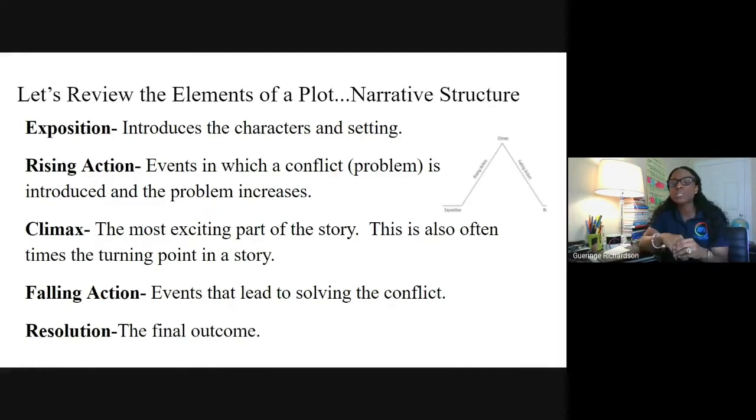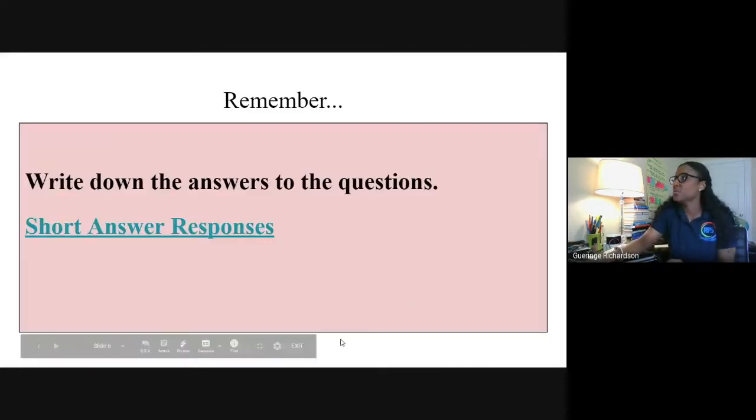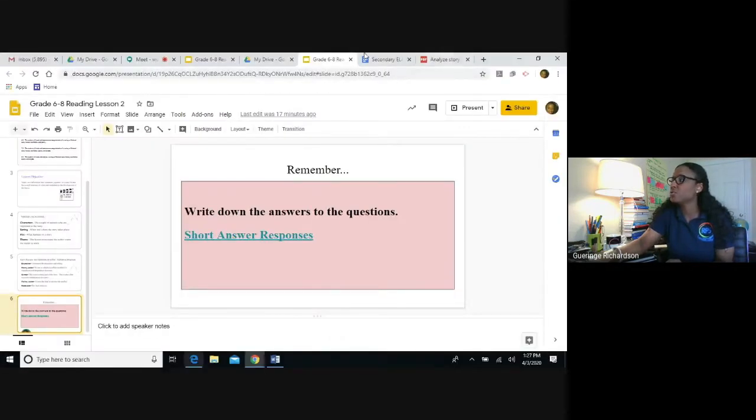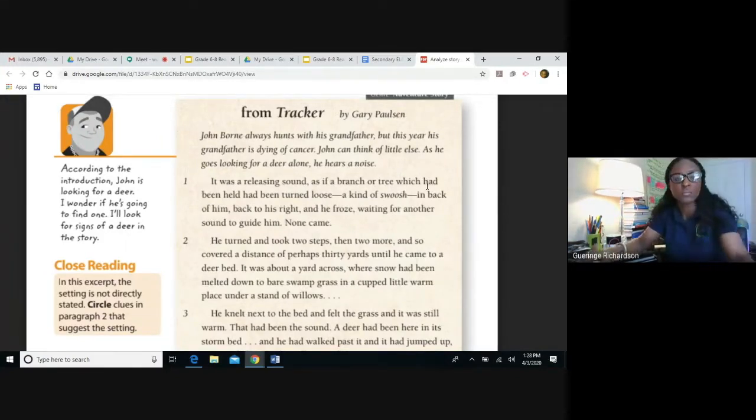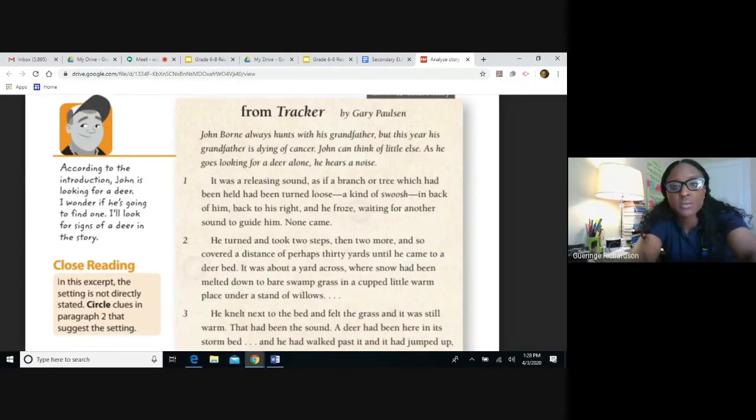But most importantly, you will need to begin to see how characters, the setting, and the plot relate to the main idea and the theme of the story. Because remember, we're working on theme a lot this week. So I'm going to get out of here for a second and go to an actual reading excerpt. I'll try to make this a little bigger for you.